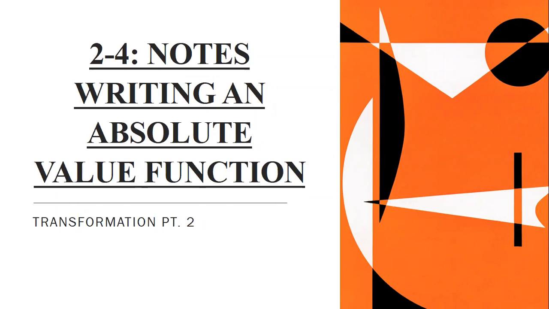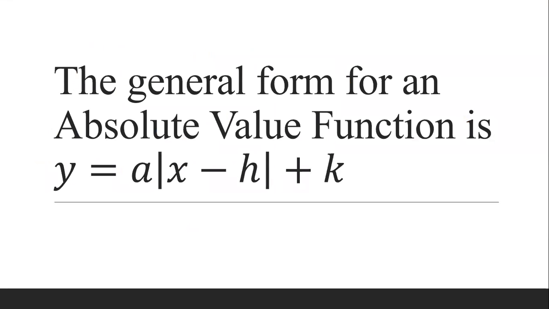2-4 notes writing an absolute value function. This is transformations part 2. Okay, so we're going backwards. This time you're given the graph and you have to tell me what the variables are, what took place. All right, so remember the general form of an absolute value function is y equals a absolute value of x minus h plus k. That is your general form.